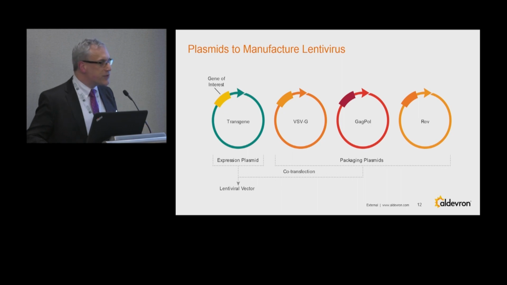So again, a transfection process here. We've got the transgene plasmid carrying the gene of interest, and then there are three called packaging plasmids, VSVG, GAG-POL, and REV, that need to be available, and these four plasmids are transfected into the lentiviral vector.